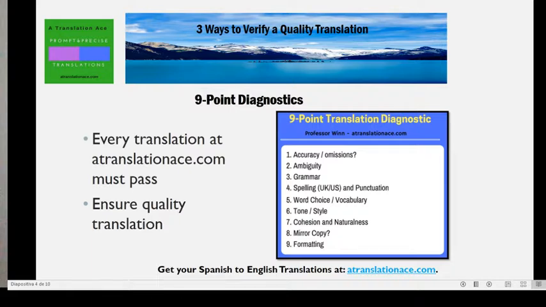I drew these 3 qualities from my 9-point diagnostics that I do in all of my translations. Those are accuracy and omissions, which we will discuss later, ambiguity, grammar, spelling, word choice and vocabulary, which we'll also look at, tone and style, cohesion and naturalness, is it a mirror copy, which we'll discuss later, and also the formatting. Each translation that I do must pass this 9-point diagnostic before it's submitted to the client for approval.